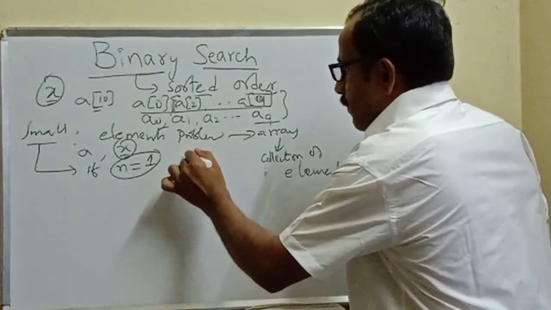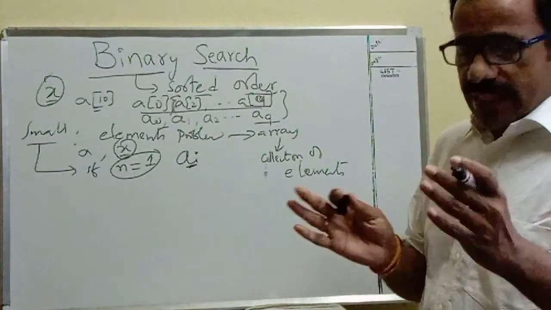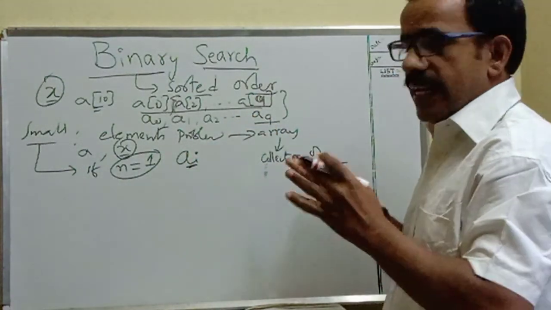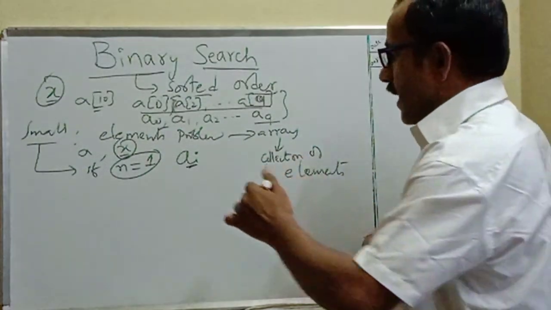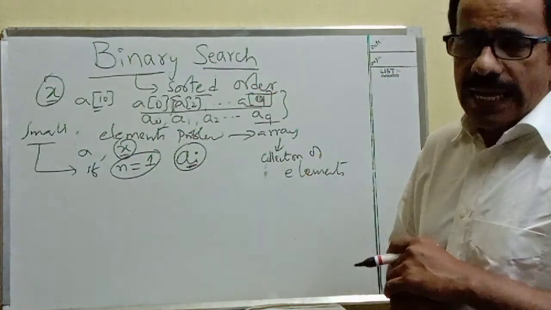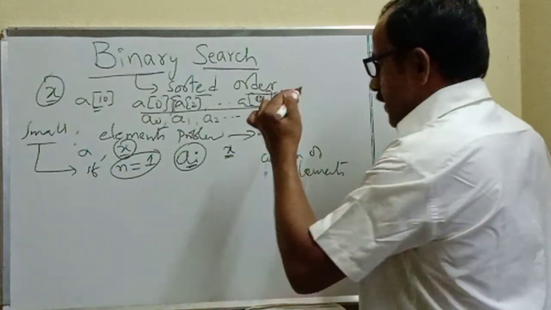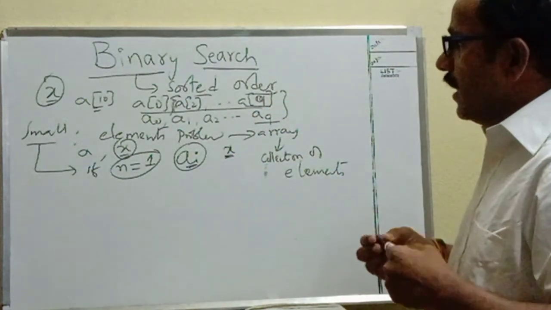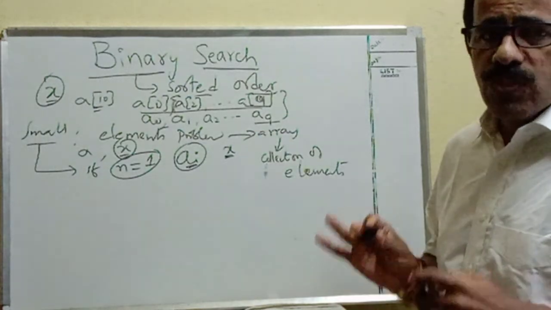Suppose the array contains Ai as an element, and we selected one subproblem containing only one element. We go on searching the elements or subproblems like that. At this moment we have one subproblem with one element, the ith element Ai, and the searching element is X. Here the problem is very small because that problem has only one element.